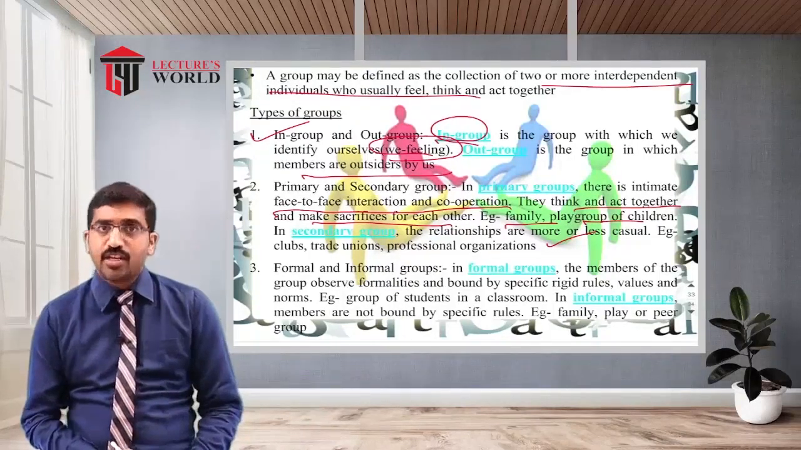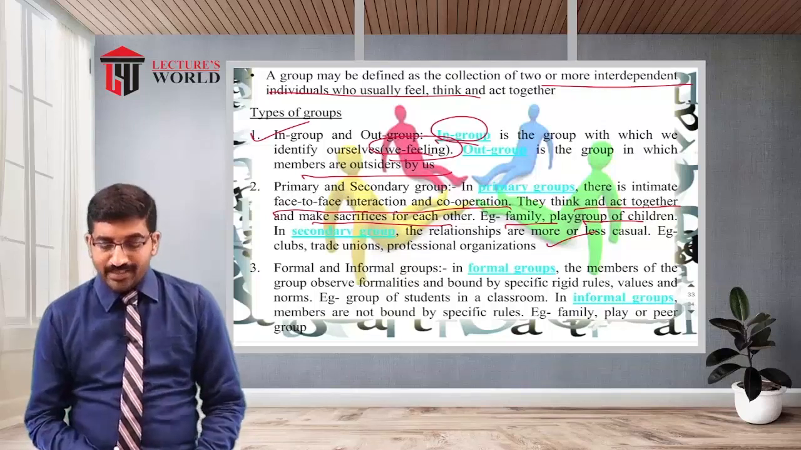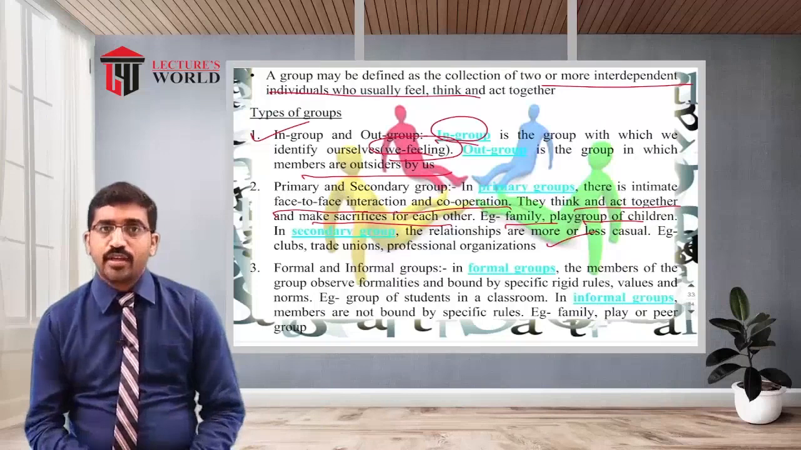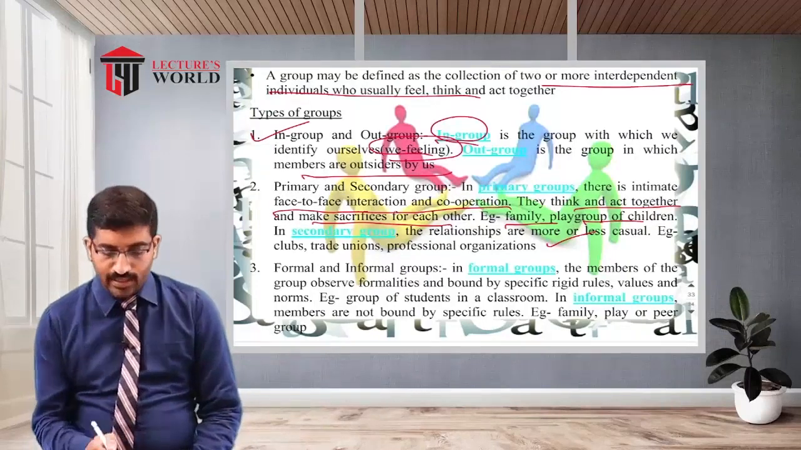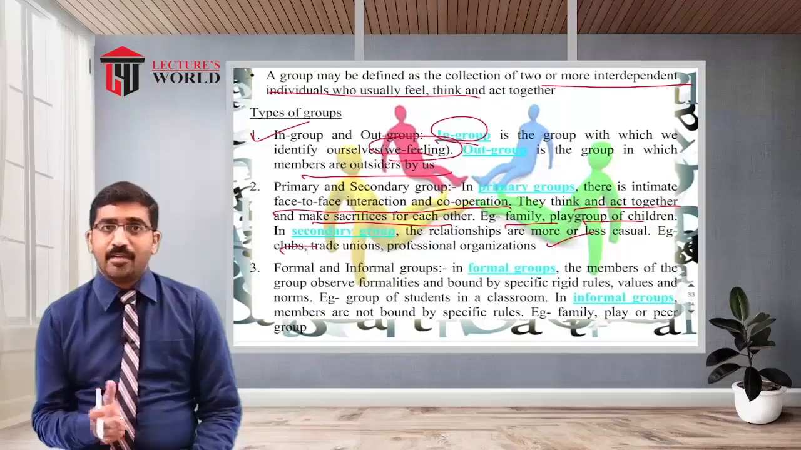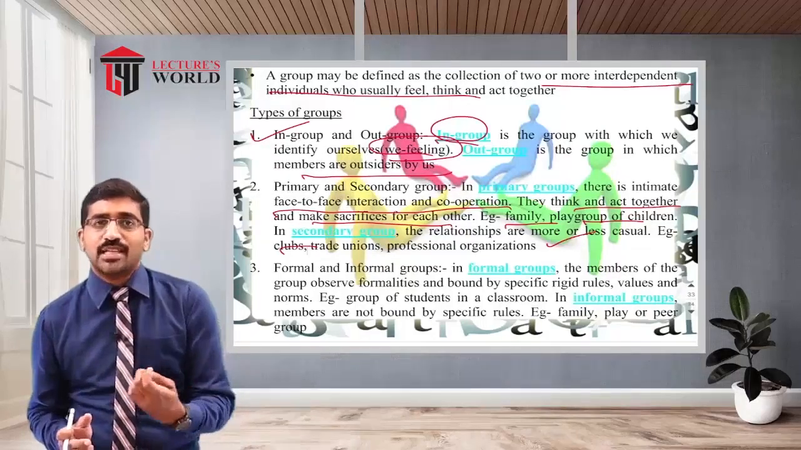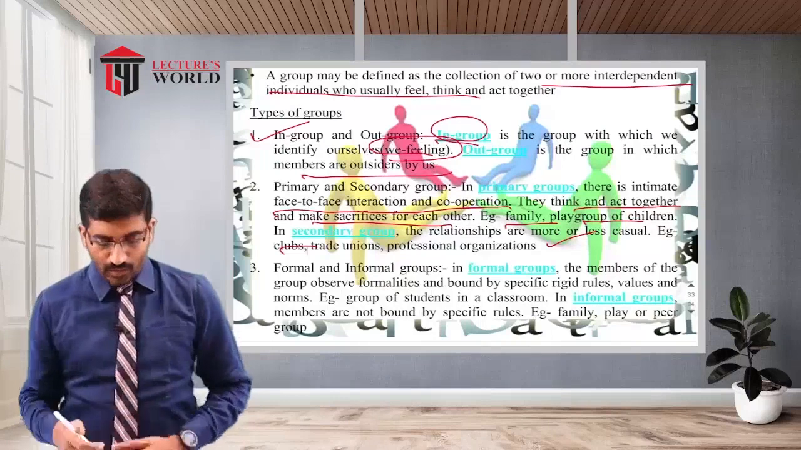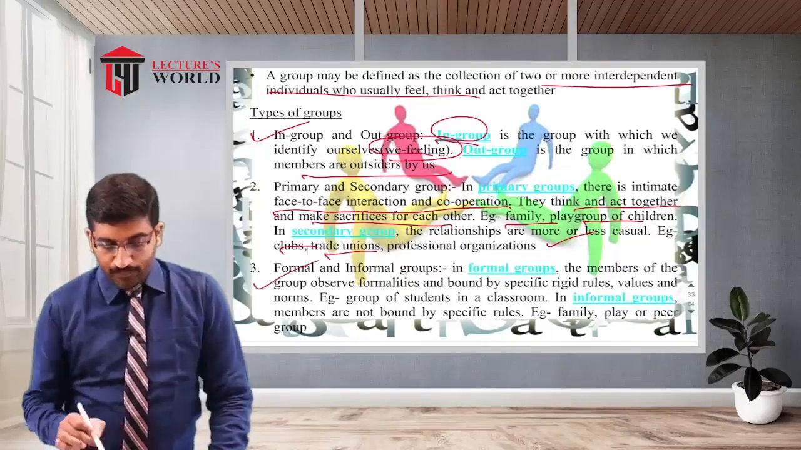Secondary group means which are not casual. Sometimes it happens suddenly, maybe a professional organization, like in conferences you are going and meeting somebody, or you are in a club. There are many clubs, Rotary Club, Lions Club. So only for some time you are going to meet, and some development will happen in that group, or any union and all. Then formal or informal.